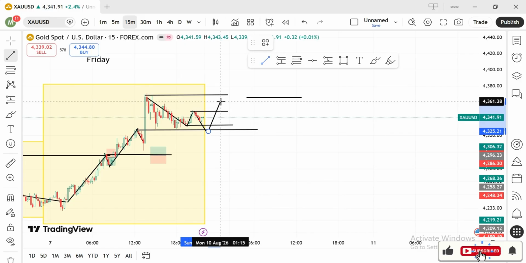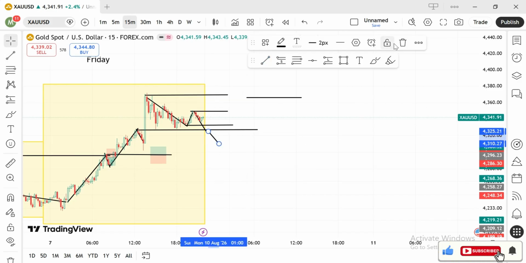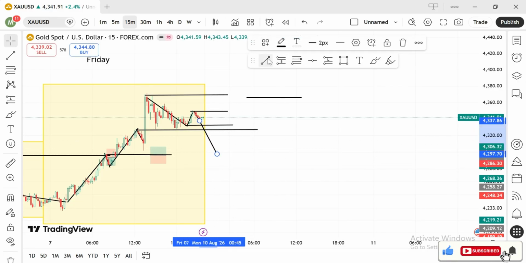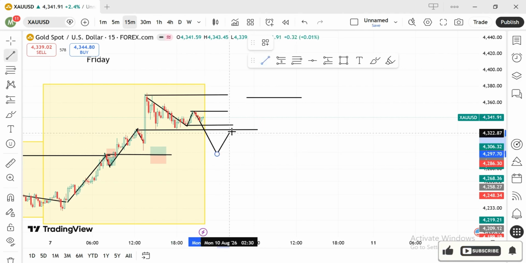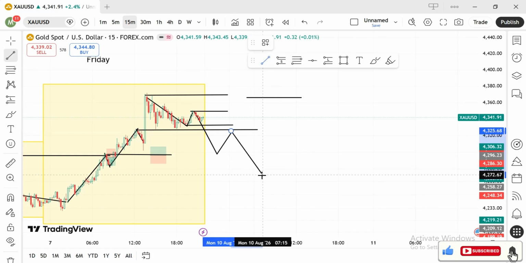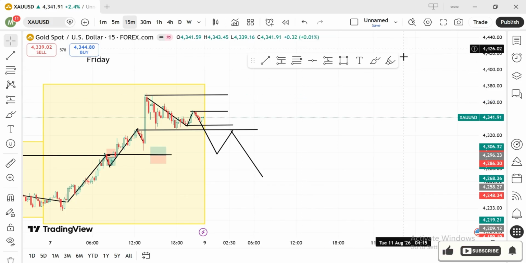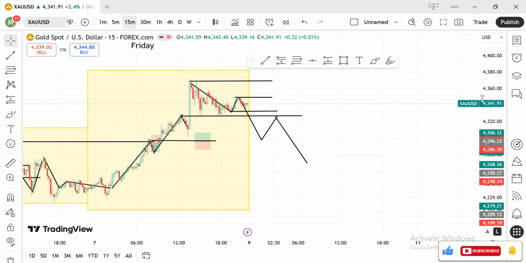Then immediately price breaks this one, it is going to retest this one and come down again before continuing bullish. But if price does not respect this support here and breaks past it, it means price is going to retest this support over here, and this support will turn into a resistance, then price will continue bearish. So this is our analysis of what we are expecting for the market on Monday.